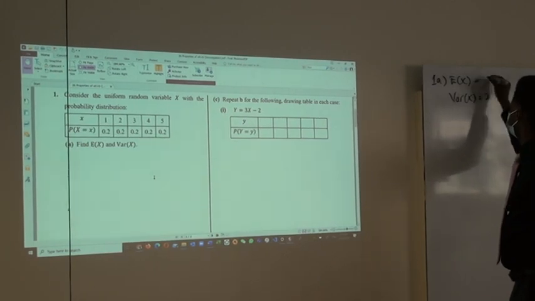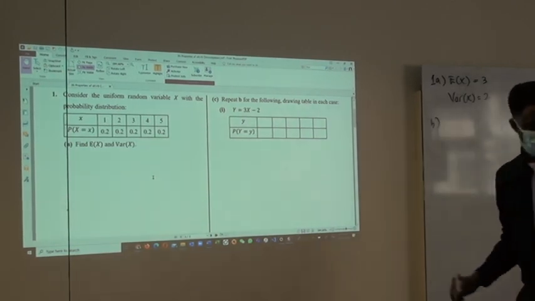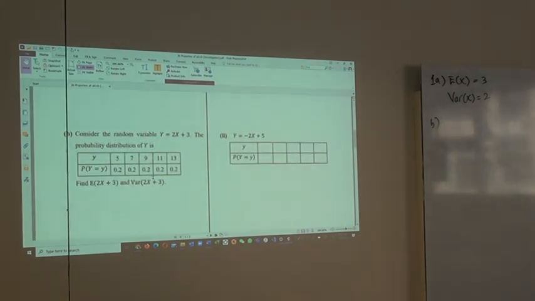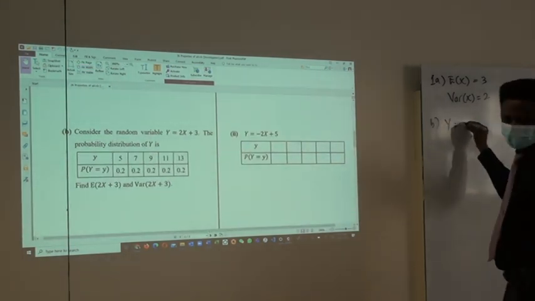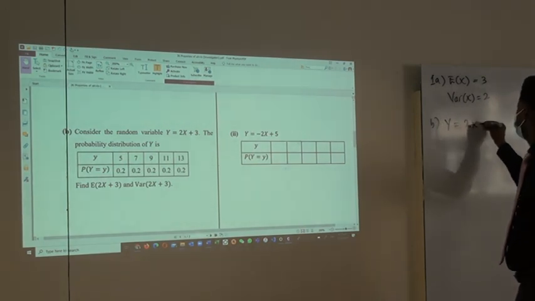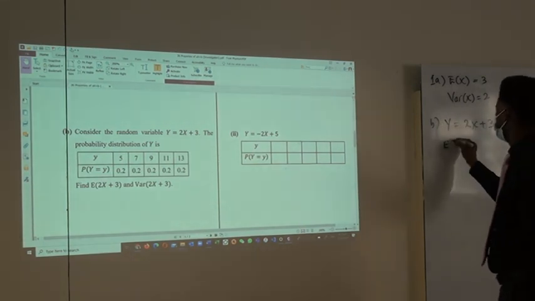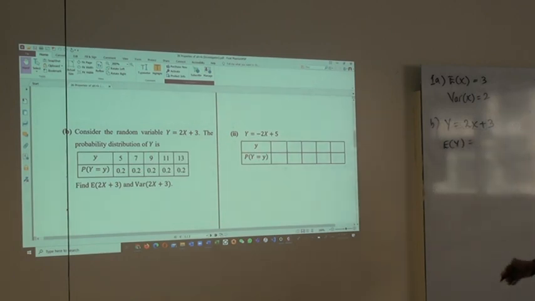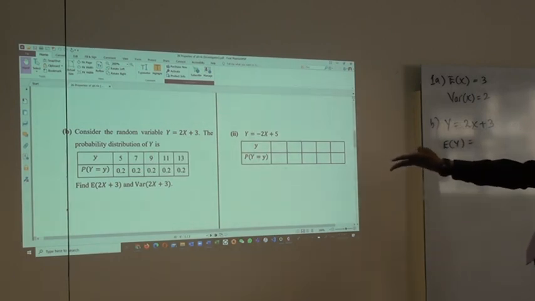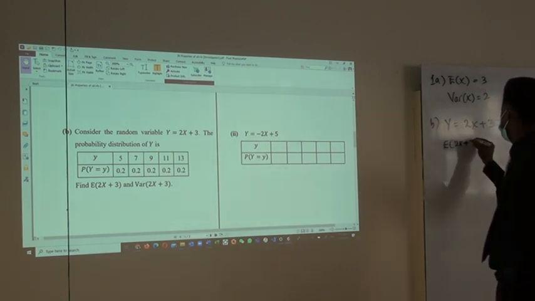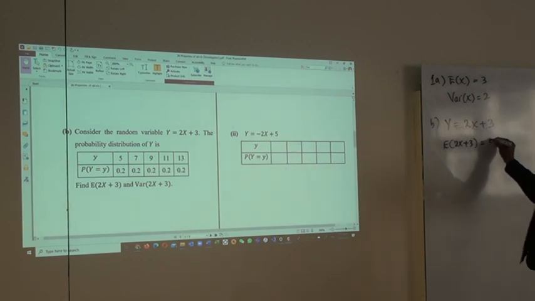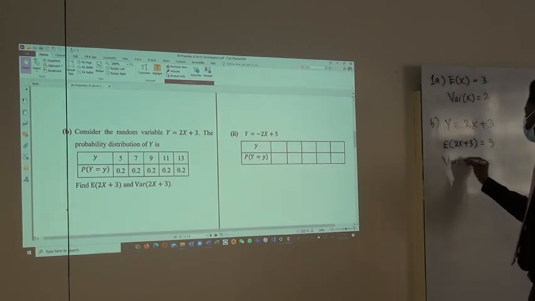2. Okay, great. The b part of the question says, consider this distribution. This is y equals 2x plus 3. What do you get for expectation of y? Expectation of y is what I mean by expectation of 2x plus 3. Everybody understand? Let's just write it as 2x plus 3. You got 9. And the variance of that? 8. Yes.